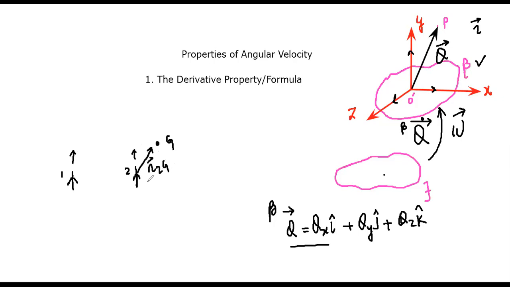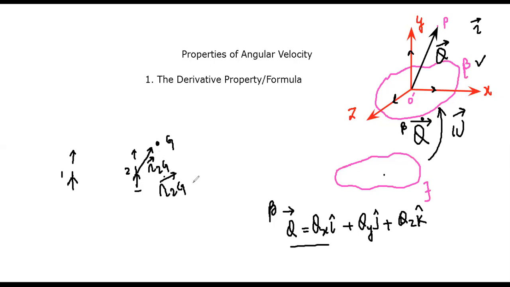So if we ask the observer in frame of reference 2, what is the position of the glider with respect to you, he says it is the r2g vector. Okay, fine. If we ask him what is the velocity, he will say it is r2g vector dot. It is the differentiation of the r2g vector.